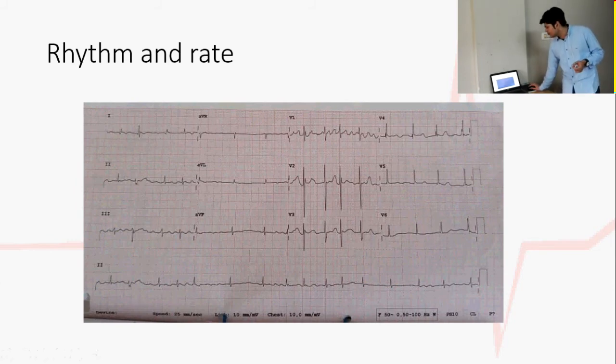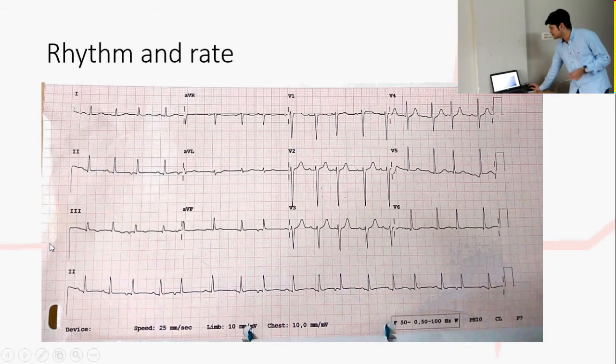Okay, so we have here irregular rhythm without P wave, that is atrial fibrillation, and with the rate of 96, that is less than 100. So the diagnosis will be atrial fibrillation with a controlled ventricular rate. Fine. So now let's go for the next ECG.